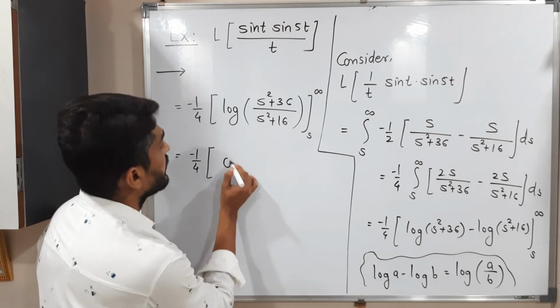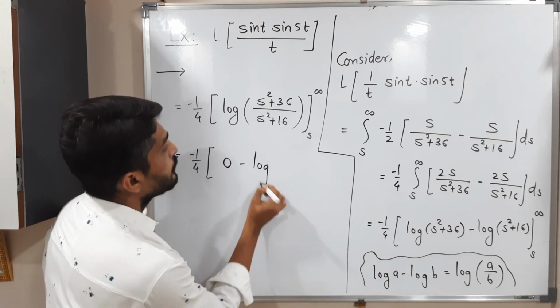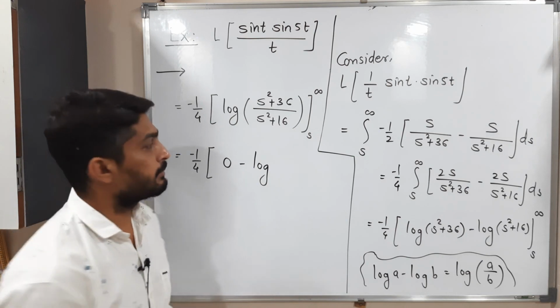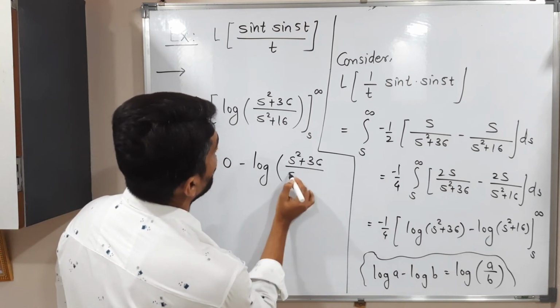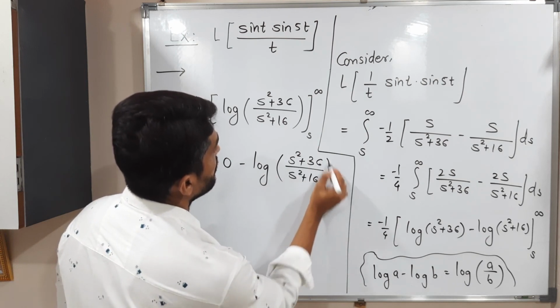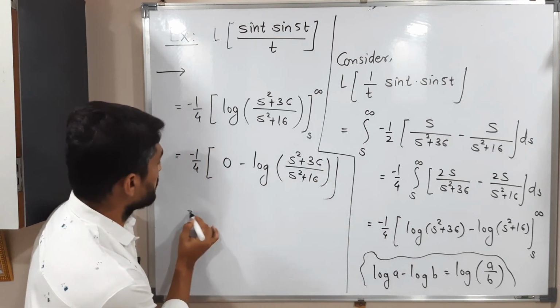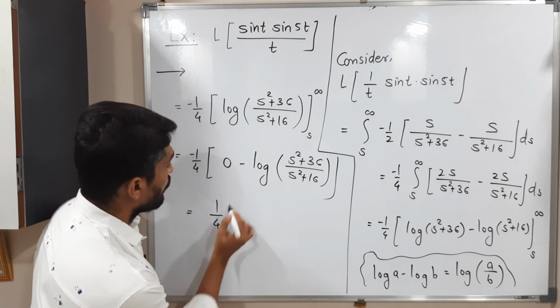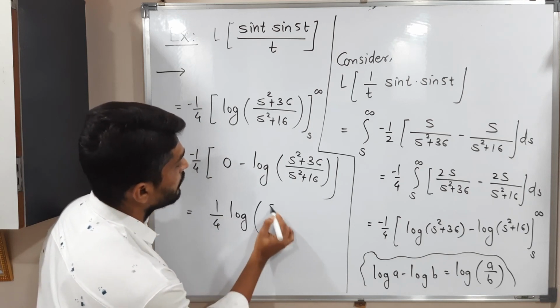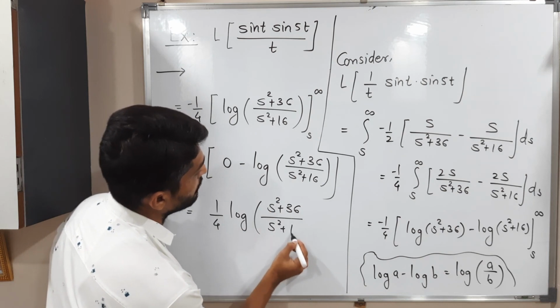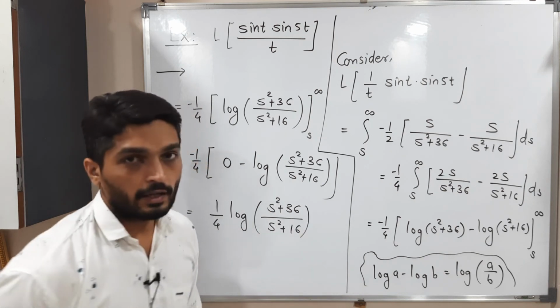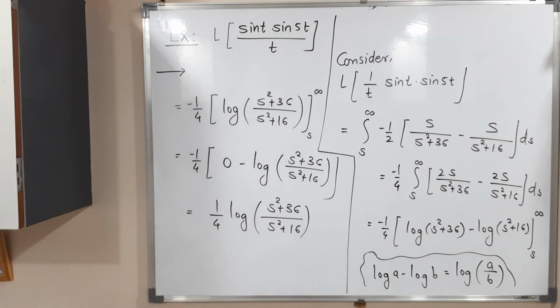So that's why I write directly 0 minus. When you put a lower limit s, you will have the same term. So log of s square plus 36 upon s square plus 16. So what will happen? Minus minus plus, and final answer will be 1 by 4 log of s square plus 36 upon s square plus 16. So this is a final answer. Make a screenshot of it, then we will stop.